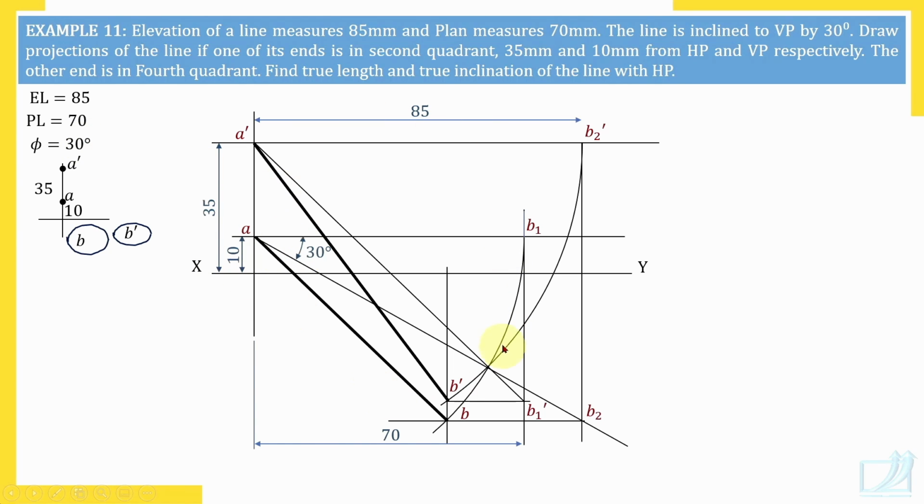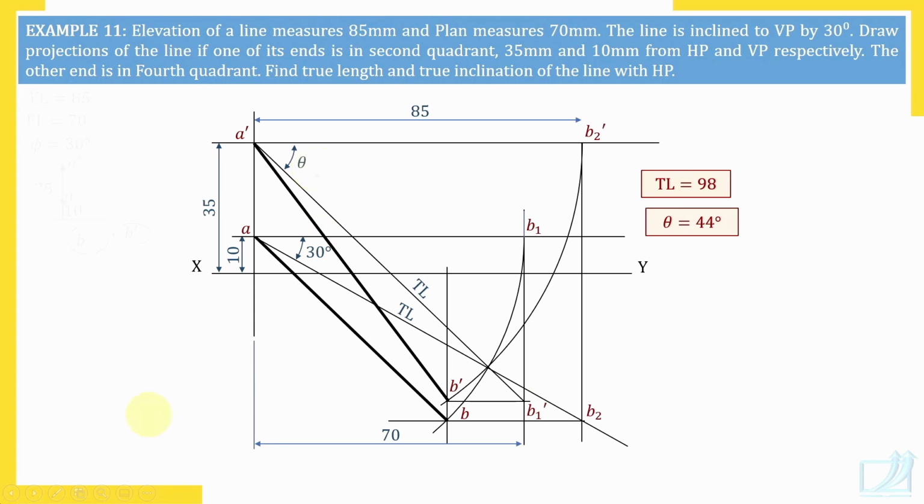All given dimensions first you insert, and whatever is asked in the problem you write near the diagram. So this is true length, measure it and write outside the diagram. A dash B1 dash is also true length. Of course you should get the same length for A dash B1 dash and AB2. True length is 98 millimeters and theta is 44 degrees. This true length A dash B1 dash gives inclination with HP. So finally this is how your drawing will appear on paper.